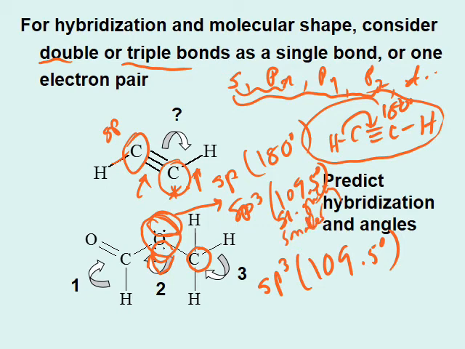Sorry that my writing doesn't look too good. So this would be slightly smaller than 109.5 degrees because of these unshared electron pairs.